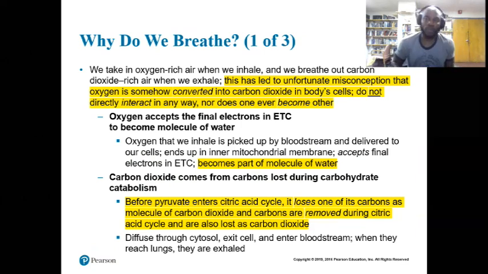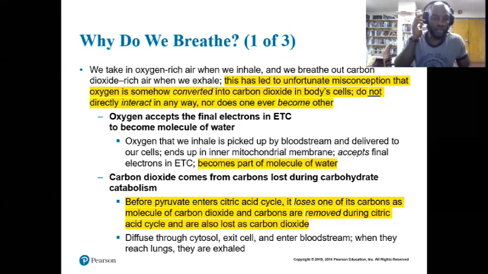People think that we breathe in oxygen and that oxygen is converted into carbon dioxide. Not exactly. Oxygen accepts the final electrons in the electron transport chain. So as the FADH2 and the NADH become oxidized, losing electrons and hydrogen ions, eventually they travel down the electron transport chain, bind with oxygen, form H2O, and that's why we need oxygen in our bodies to finish off the reaction. That's why we breathe in oxygen.